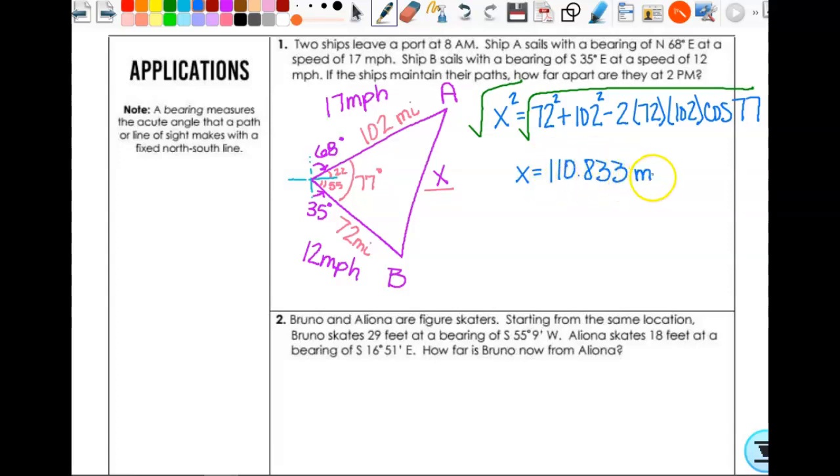So you should get 110.833. Do we agree with that? Yes? Okay. So then when you have an application problem like so, you're going to have a sentence answer here, and we will say, let's see, how far apart are they?